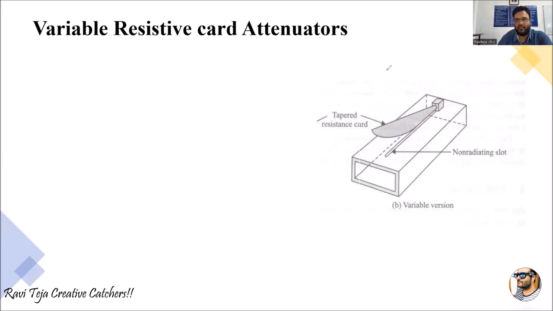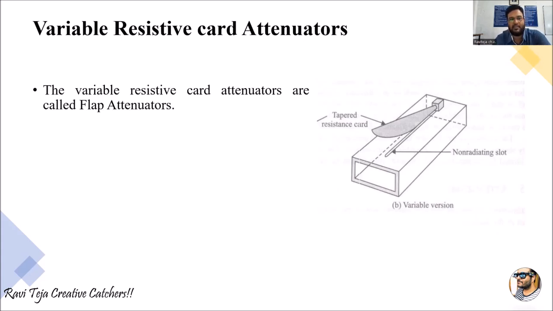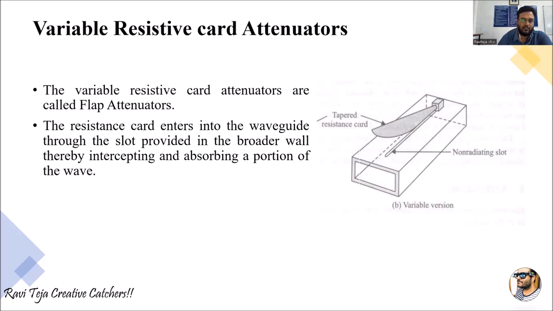Suppose a small amount of the tapered resistor card is inserted; then the attenuation may be minimum. Based on the required power to be altered, we use this tapered resistive card through the non-radiating slot according to our requirement. These variable resistive card attenuators are also called flap attenuators. You can see a flap-like structure, right? As we move the tapered resistive card up and down, it can also be considered a flap attenuator.